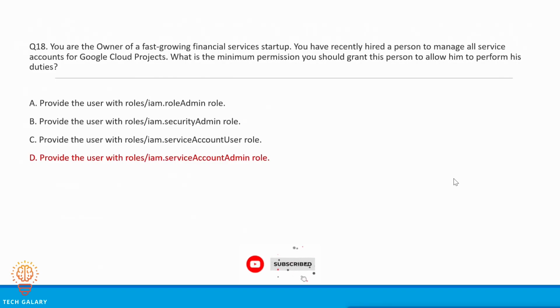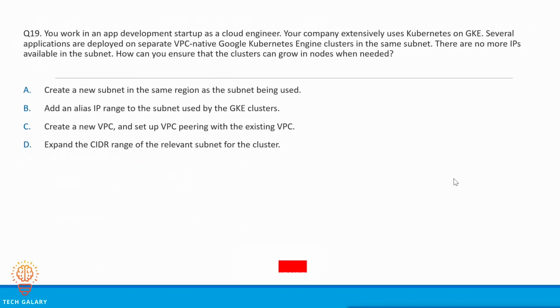Now let's proceed with question 19. You work in an app development startup as a cloud engineer. Your company extensively uses Kubernetes on GKE. Several applications are deployed on separate VPC native Google Kubernetes Engine clusters in the same subnet. There are no more IPs available in the subnet. How can you ensure that the clusters can grow in nodes when needed? These are the options available. And the correct answer is option D. Expand the CIDR range of the relevant subnet for the cluster.